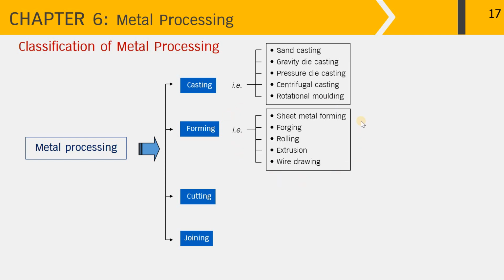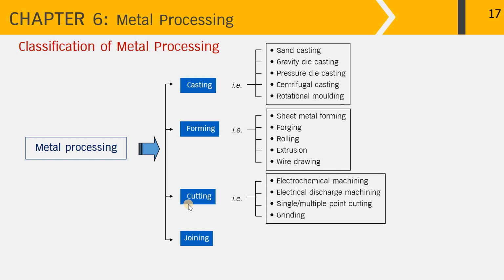And in the area of metal forming, there are a range of techniques that have been used to change the metal shape by mechanical means. The conventional processes that I will emphasize are sheet metal forming, forging, rolling, extrusion, and wire drawing. The next category is the cutting process that involves electrochemical machining, electrical discharge machining, or single or multiple point cutting and grinding.